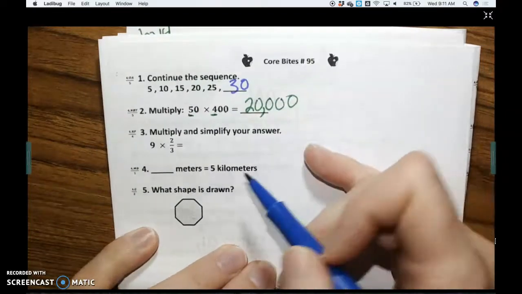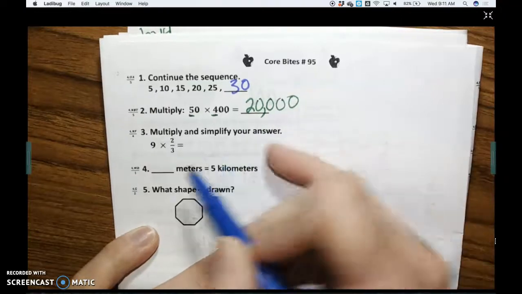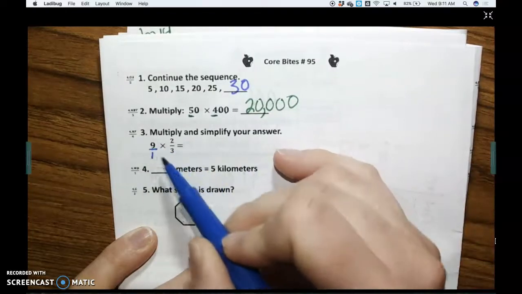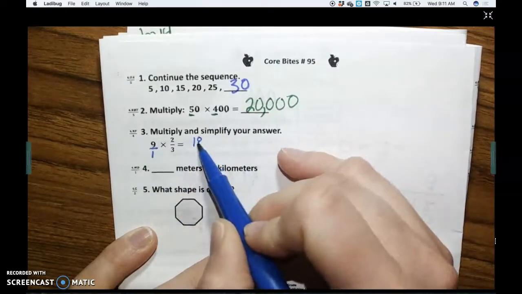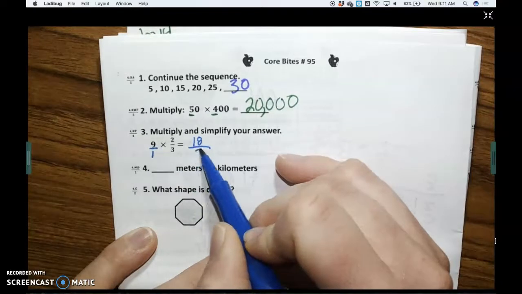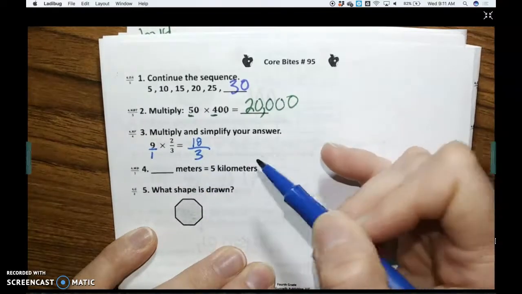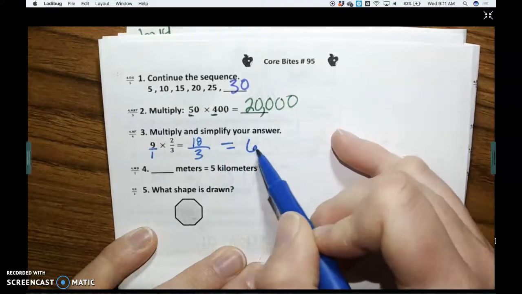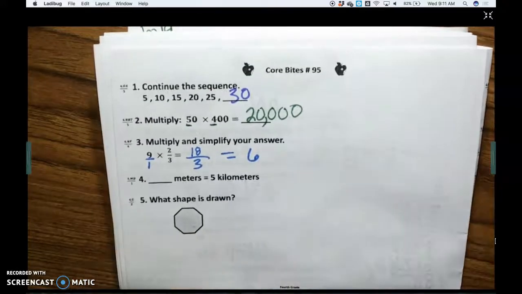For the next one, multiply and simplify your answer. So you would just put a 1 under the 9. Cross multiply. So 9 times 2 is 18. 1 times 3 is 3. So then you would just divide that. So 18 divided by 3 would give you 6 because 6 times 3 gives you 18.